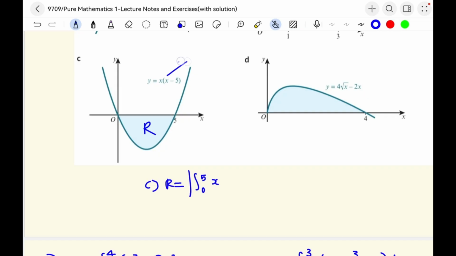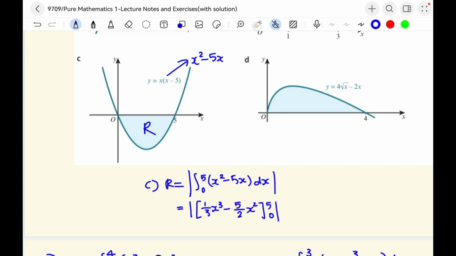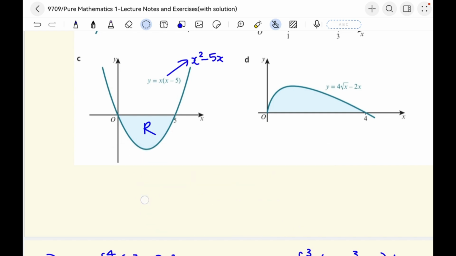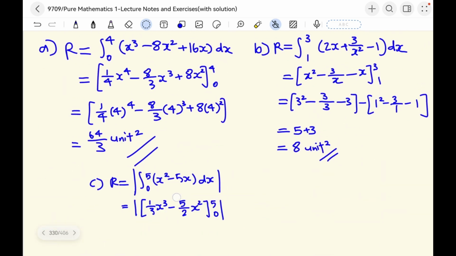Okay, so x times x minus 5, you will get x squared minus 5x, obviously. Now integrate it. You will get 1 over 3 x to the power 3 minus 5 over 2 x squared from 0 to 5. And we should expect that this evaluation gives a negative value. After that, we take the absolute value to get the positive. So this is for part C.